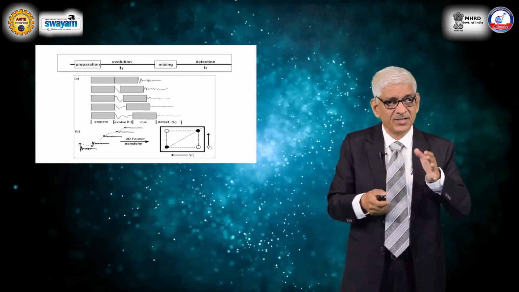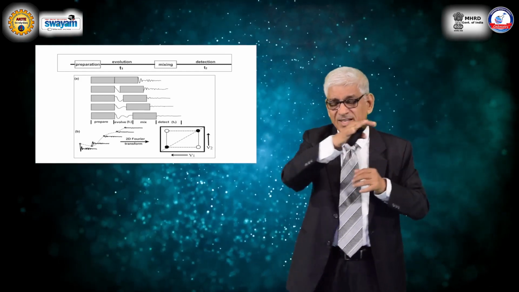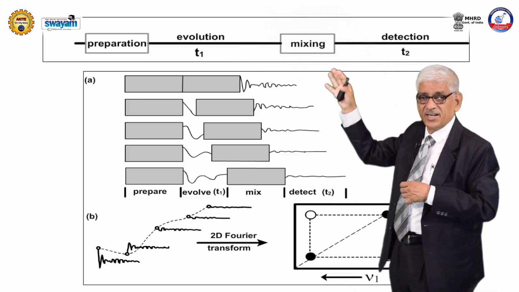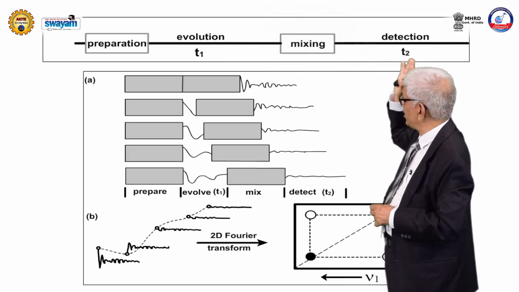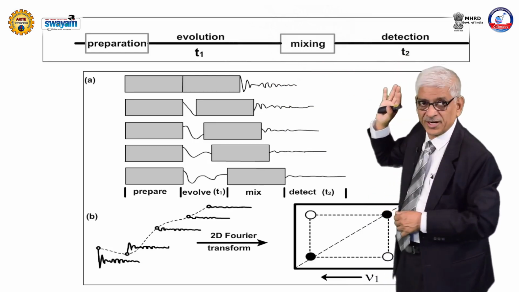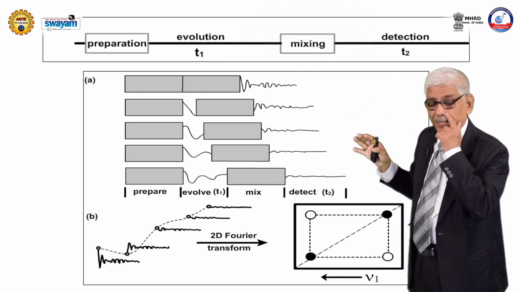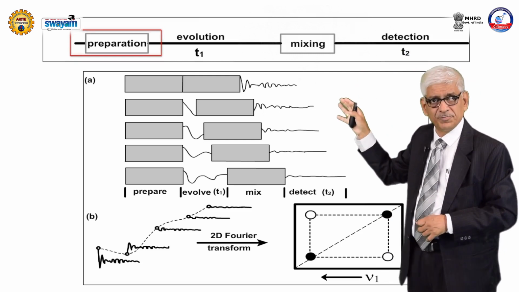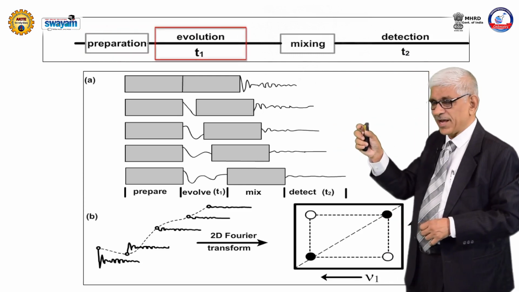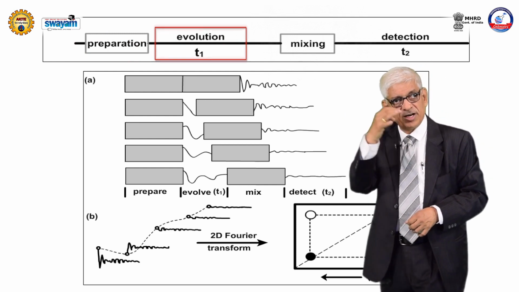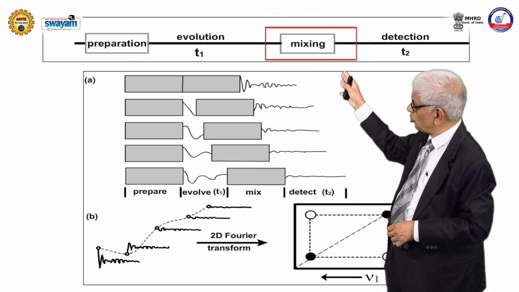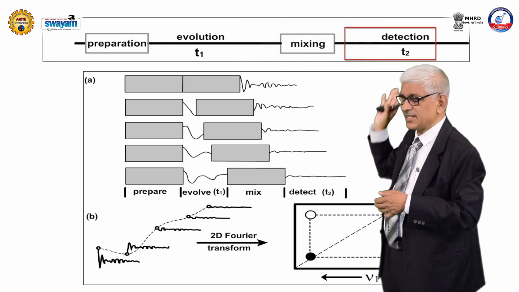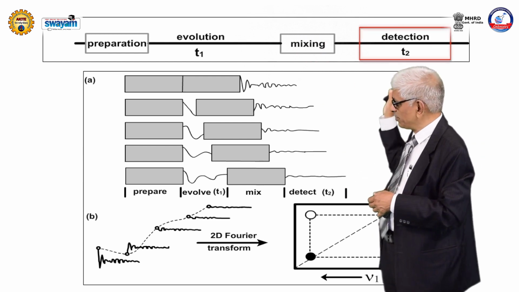What is done here? The segmentation of the time axis is indicated in the way that is shown there. You can see 4 periods indicated: preparation period, evolution period, the mixing period, and the detection period. The preparation period is basically your excitation of the spins, and then you introduce a time gap called t1, which is called the evolution time, and then you have a so-called mixing which mixes the various spins, and you detect the signal as a function of time in the period t2.